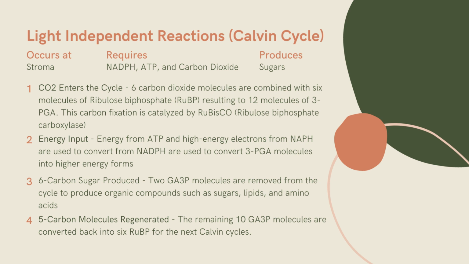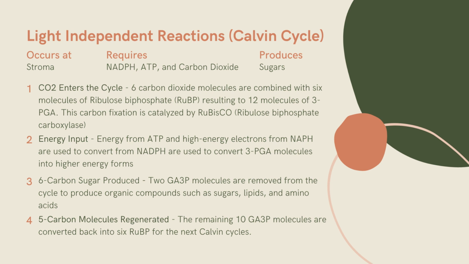So now we will see how the Calvin cycle works. First, carbon dioxide enters the cell. Six carbon dioxide molecules are combined with six molecules of ribulose bisphosphate, resulting in 12 molecules of 3-PGA, or phosphoglyceric acid. This carbon fixation is catalyzed by rubisco, or ribulose bisphosphate carboxylase.